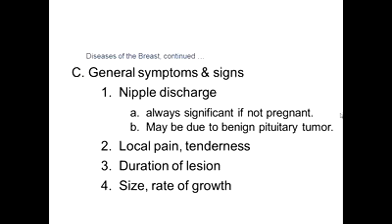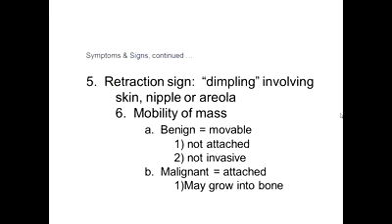Similarly, when it is purulent, it is infection. When it is serosanguinous, it can be either ductectasia or simple infection. Local pain or tenderness is either cyclical mastalgia or in the form of mastitis. Duration of the lesion is important. A chronic lesion may be a benign disease, and for a progressive lesion, the size and the rate of growth are important.